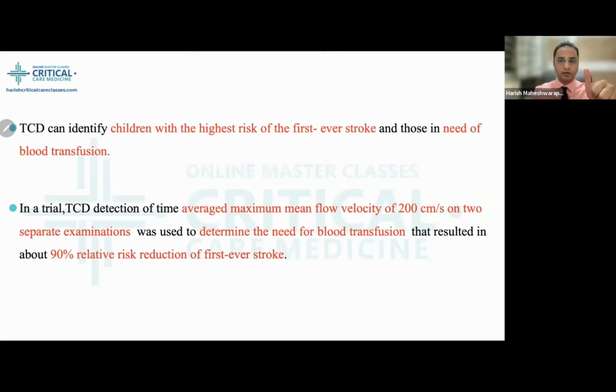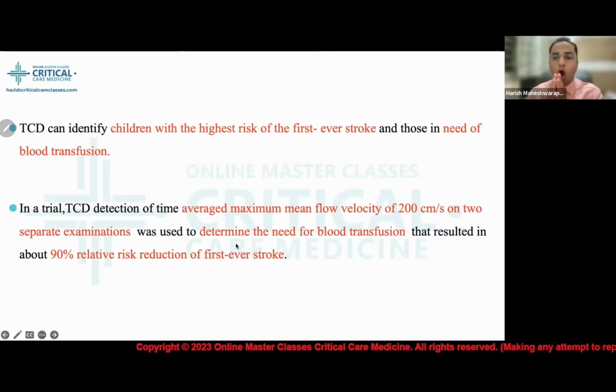One, risk stratification, who can have the stroke, and the need for blood transfusion, we can get an idea by doing the TCD. In a trial, TCD detection of a time-averaged maximum mean flow velocity of 200 centimeters per second on two separate examinations was used to determine the need for blood transfusion. That resulted in about 90% relative risk reduction of first-ever stroke.